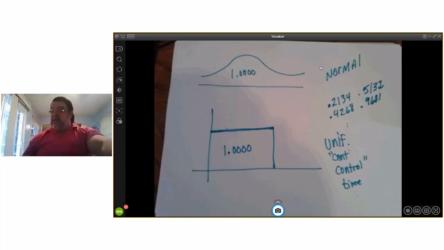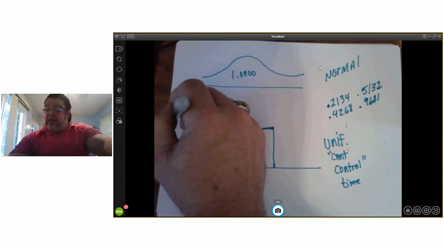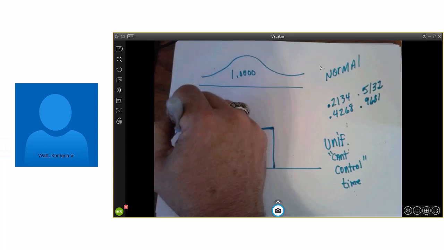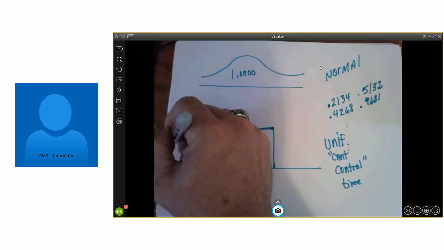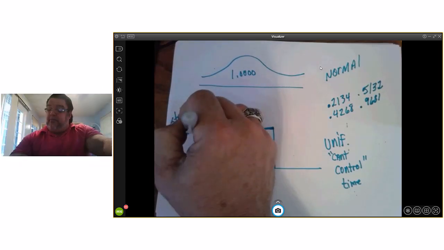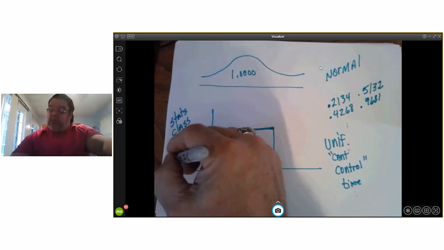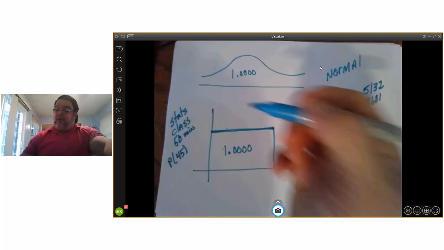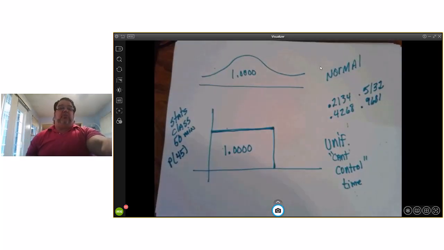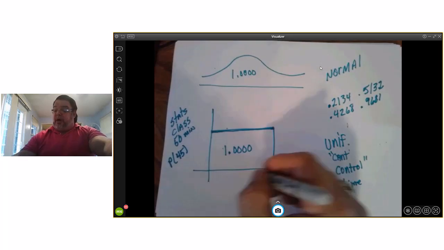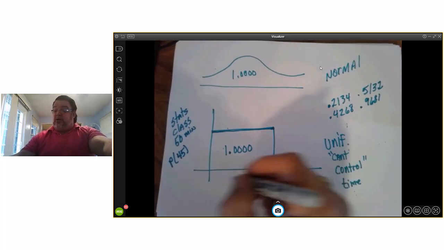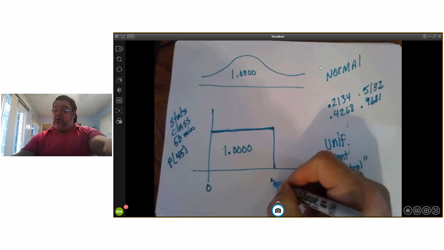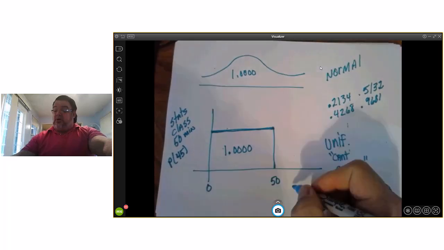Let's say that a stats class lasts 50 minutes. What is the probability that your teacher will shut off class after 45 minutes? Okay? So what do we do? Well, the bottom of this rectangle now is 50, 0 to 50, because this is minutes.